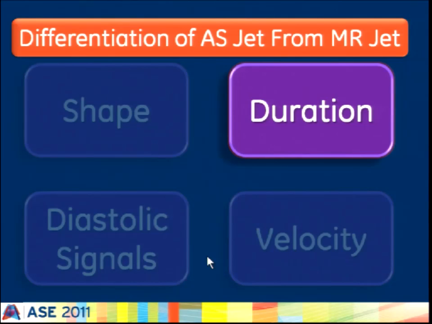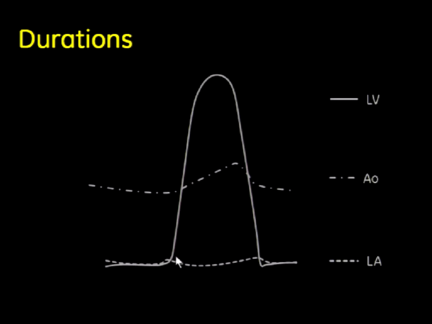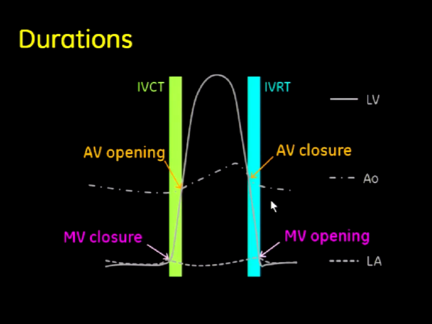So let's now look at duration of signals and how this can help us. So remember, what we've got to consider first is what's going on in the cardiac cycle. So this is our left ventricular pressure trace, our aortic pressure trace, and our left atrial pressure trace. When the mitral valve closes, you can see here, this is where the aortic valve opens, and the period between mitral valve closure and aortic valve opening is referred to as the isovolumic contraction time. This is where the aortic valve closes, and this is where the mitral valve opens. And the period between aortic valve closure and mitral valve opening is referred to as the isovolumic relaxation time.